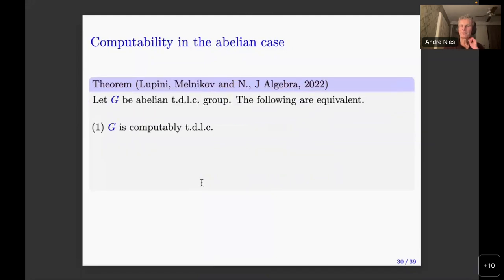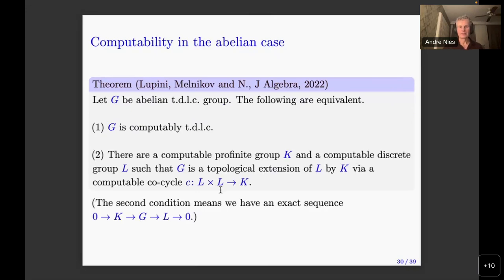oh, no, I want to tell you first about this paper with Martino and the same Melnikov, what happens in the abelian case. So in the abelian case, things are quite a bit simpler, because that compact open subgroup is, of course, normal, and I can just view G as an extension of an abelian profinite group by a discrete group. And now G is computable TDLC just if that situation is computable. So there's a computable profinite group and a computable discrete group in the previously known senses, so that G is a topological extension of L by K, meaning there's this exact sequence, L by K, yeah, not K by L.